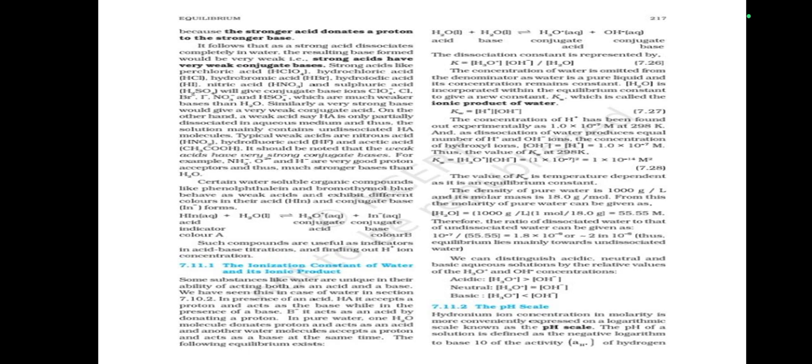The stronger acid donates a proton to the stronger base. Strong acids have very weak conjugate bases. The ionization constant of water and its ionic product: the ionic product of water, Kw, is equal to [H+][OH-]. The pH scale.